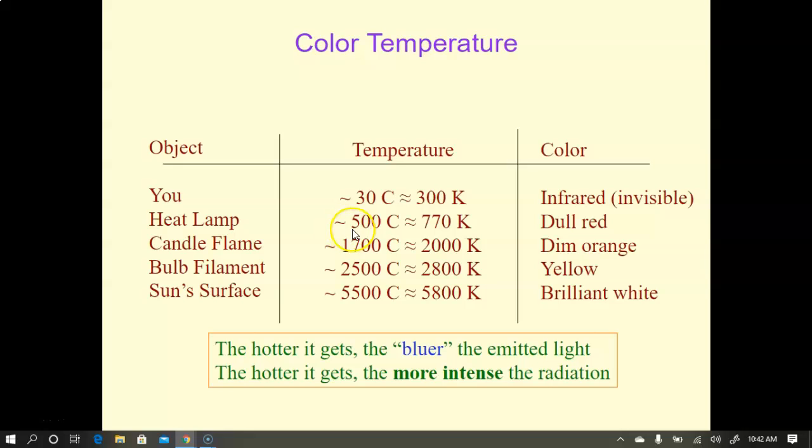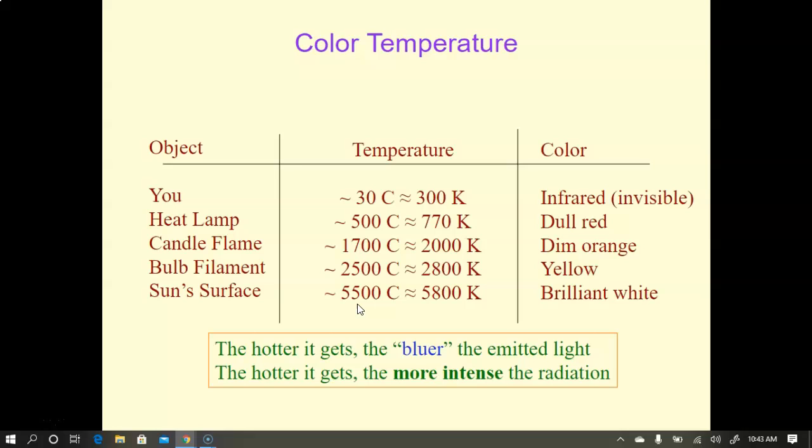Something like a heat lamp has a temperature of approximately 500 Celsius, and that one would glow like a dull reddish color. A candle flame can get up to about 1700 Celsius, and that one will be a dim orange color. The filament in a regular light bulb can get up to about 2500 Celsius, and that one will glow yellowish.